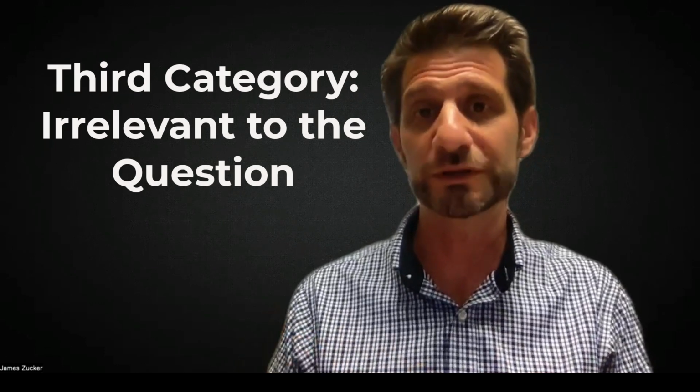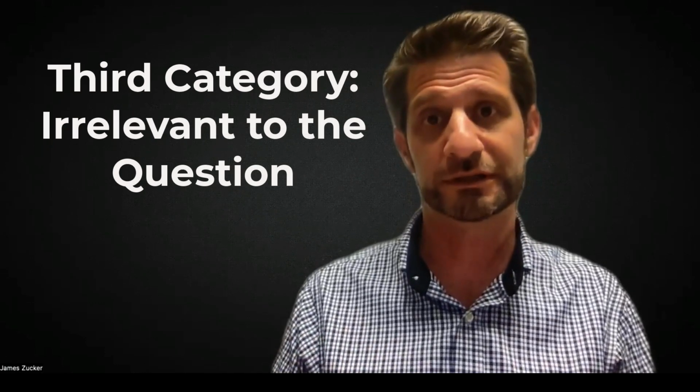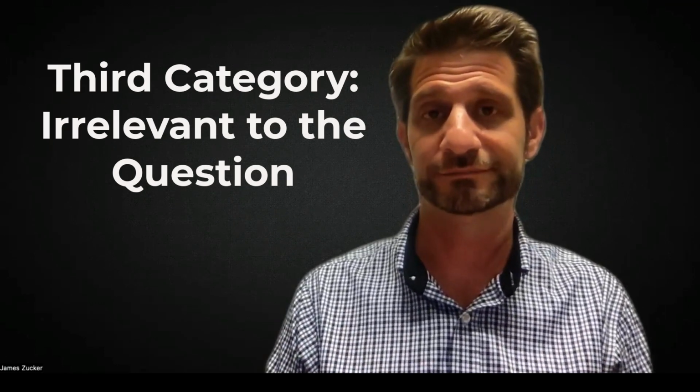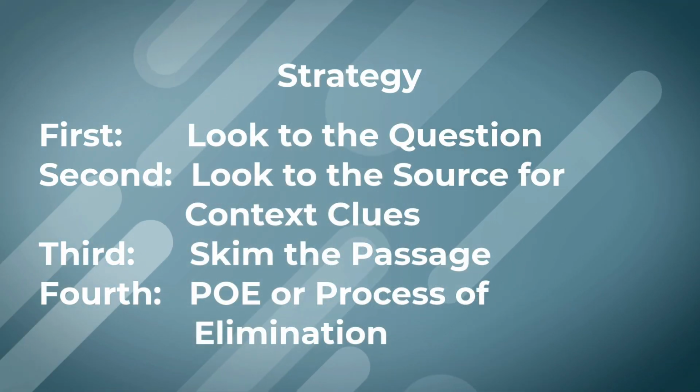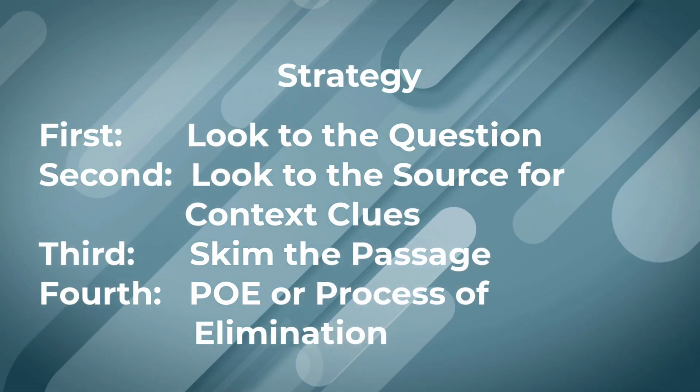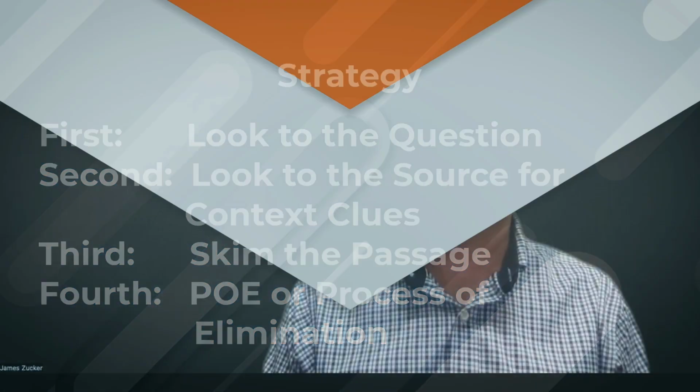And last up is number 3. The answer is right for history, but it's not relevant to what the question's asking, either in its time period, content, or its historical thinking skill. Okay, now you choose the best possible answer, and that's your method. So again, look to the question number 1, look to the source number 2, skim the passage, number 3, for your answers, and then do process of elimination.